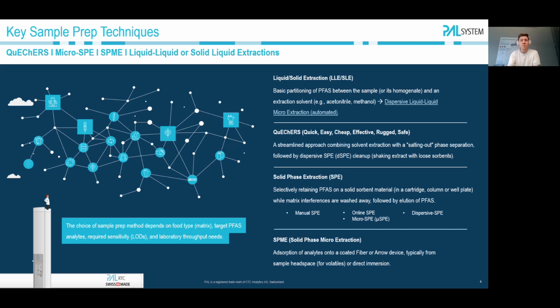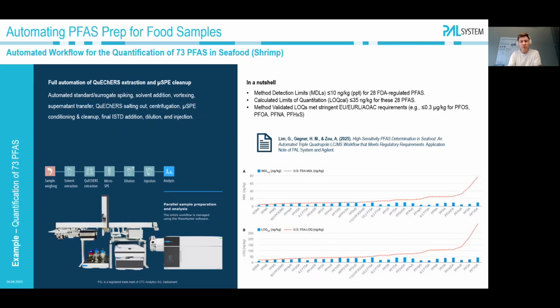Picking up on that, we would now like to go into a little more detail and look at a real-world example combining the very popular QuEChERS with micro SPE on an LCMS platform with our PAL system. Here we tackle 73 PFAS in shrimp. This isn't just automating one step, it's the whole process.